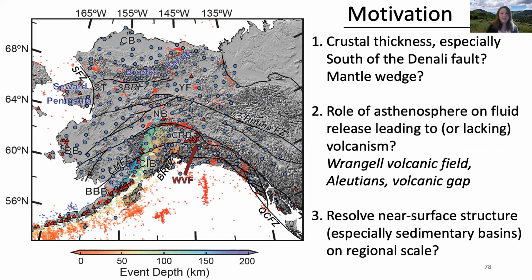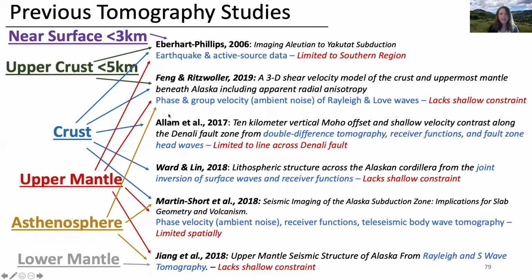Here we are showing Alaska, major basins, faults, and the shaded points are earthquakes. You can see the majority of earthquakes correspond to the downgoing Pacific slab. There have been multiple previous studies that we have the opportunity to learn from and compare results against, but none cover the entire region from the near surface through the upper mantle, so we can add to them while checking our results.